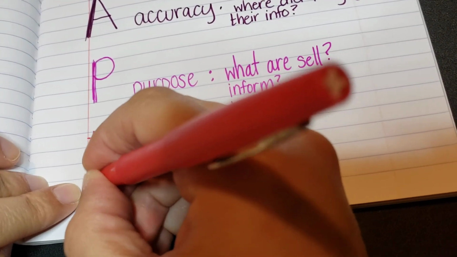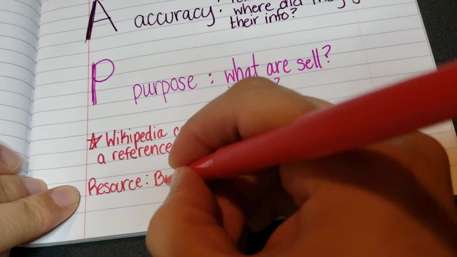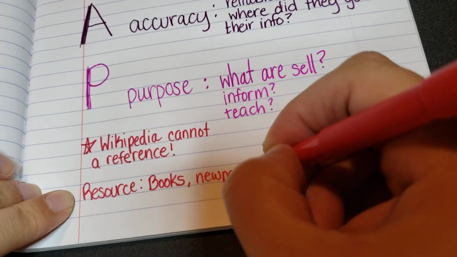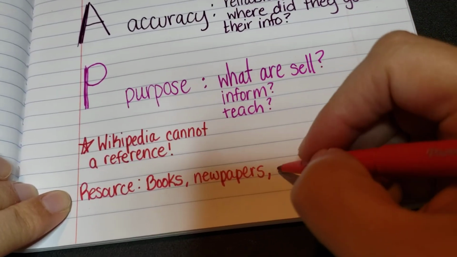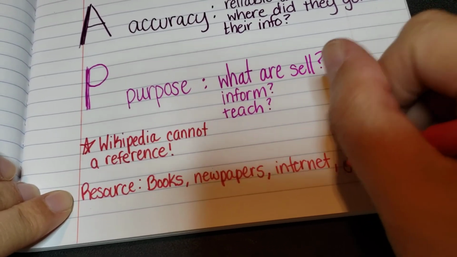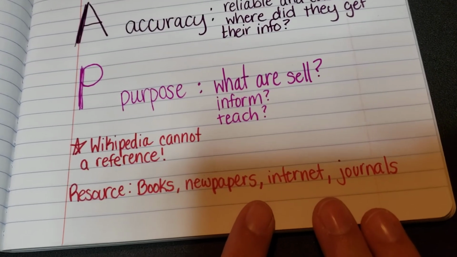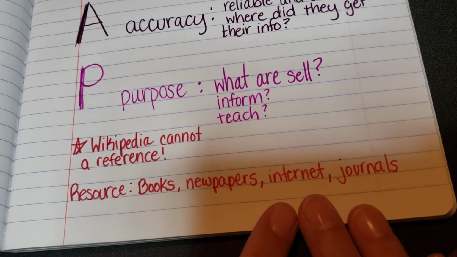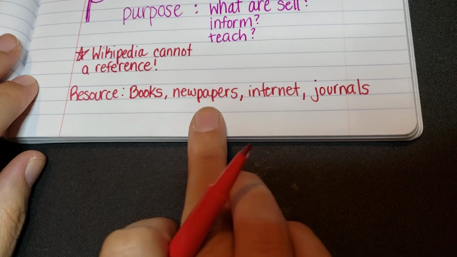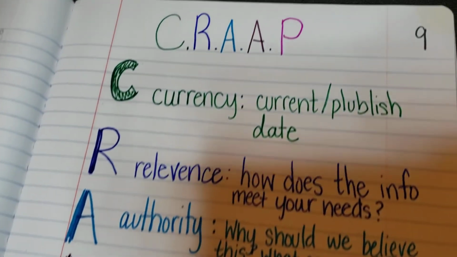Resources can be in the form of books, newspapers, internet, and journals. These are all types of sources that you can look at. Most of the time people use internet now, but books and newspapers and journals are all different sources that you can use. And that is our CRAAP notes.